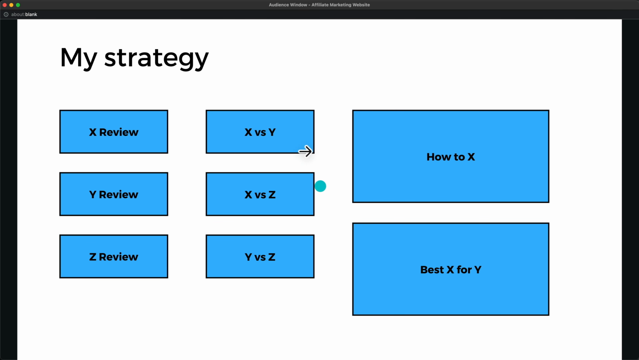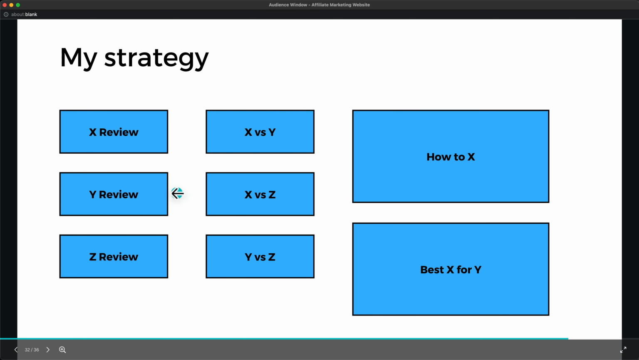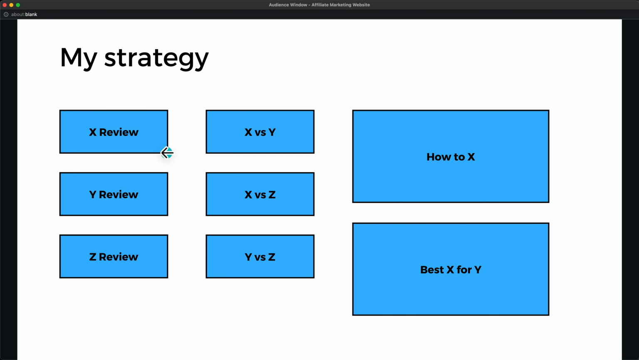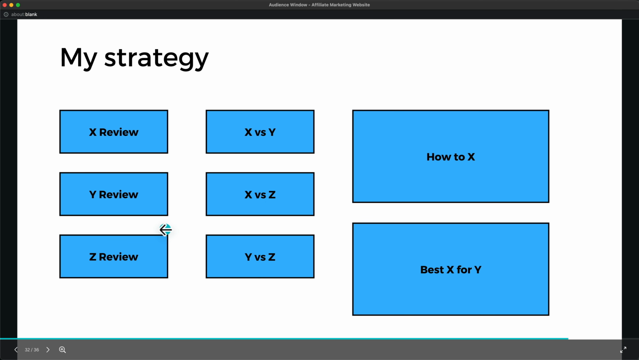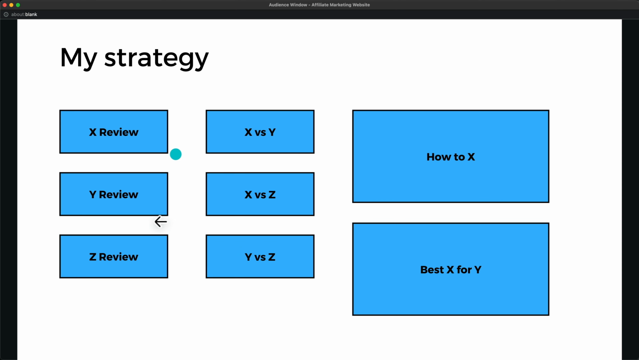So in the beginning, I would focus on these terms right here, which is a specific product review, then another product review, and then another product review, all in the same niche. And then once you have done all these, you can go ahead and compare these products against each other and create separate blog posts for these comparison content posts. And then once you have done all these, you have a lot of knowledge and also posts about this topic.